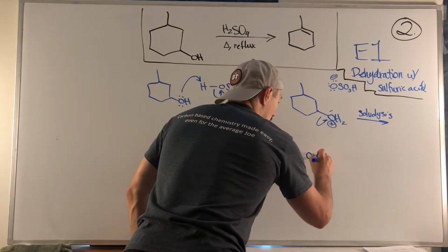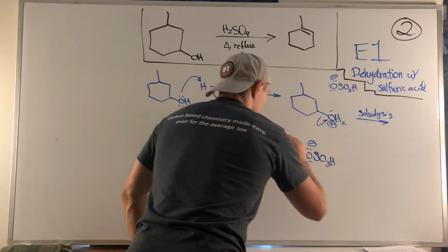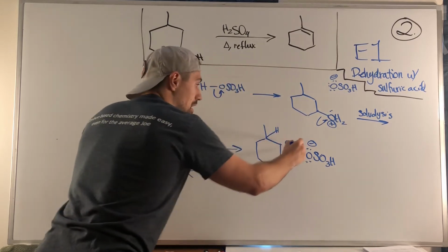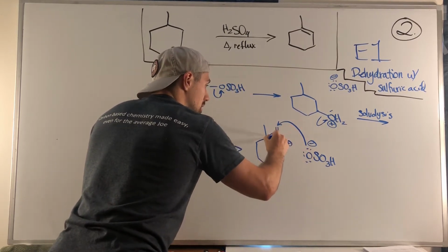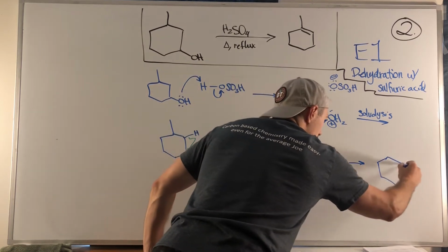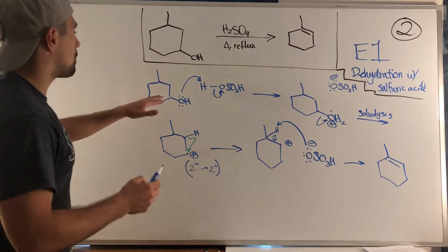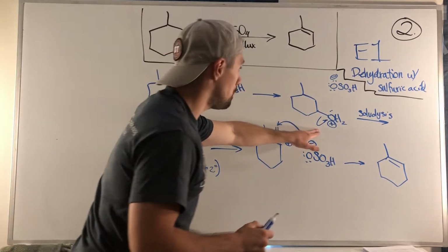So when we bring back our bisulfate base, we can take the hydrogen up here, eliminate, form the double bond here, and I am getting a little ahead of myself in terms of the explanation. So here's the mechanism, right? Protonate the alcohol to a good leaving group.